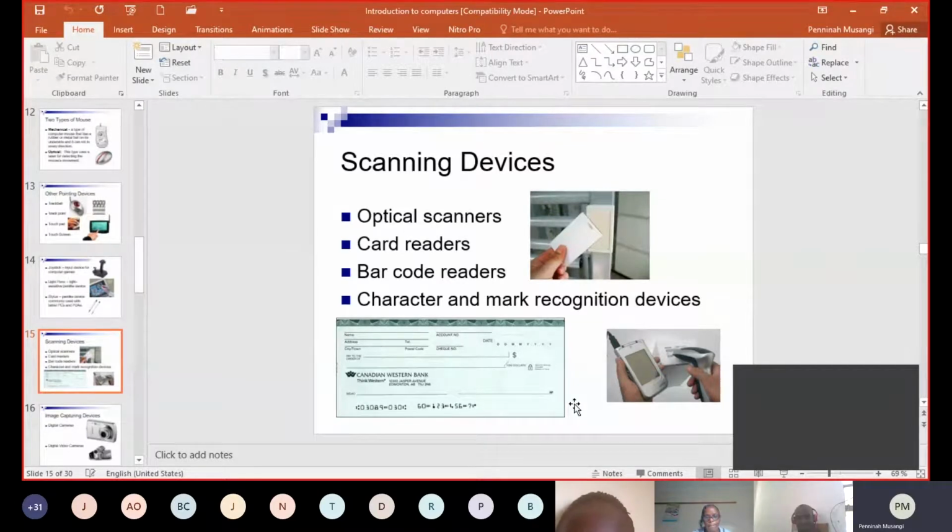Character and mark recognition is used in checks. When you take your check to the bank, they put it in a particular machine which reads it.